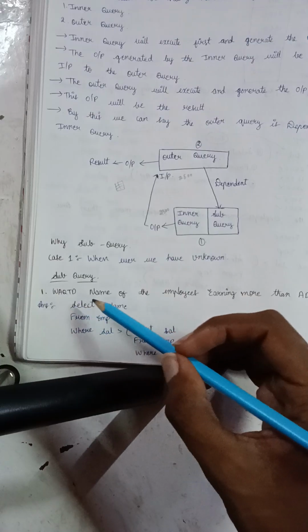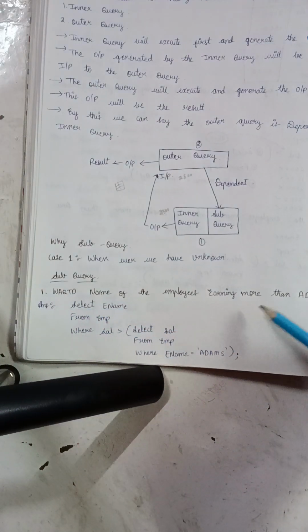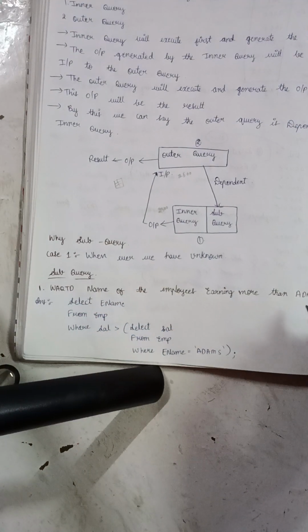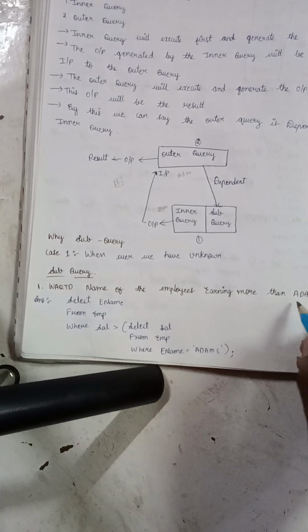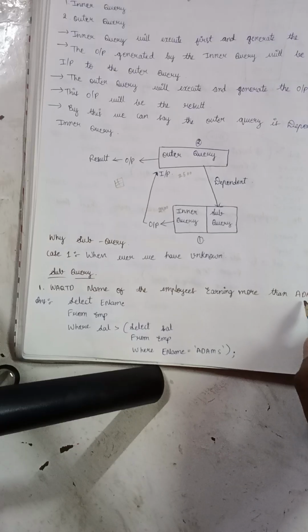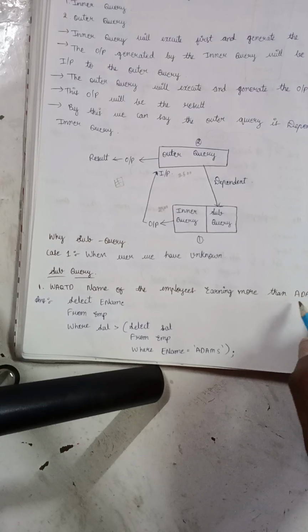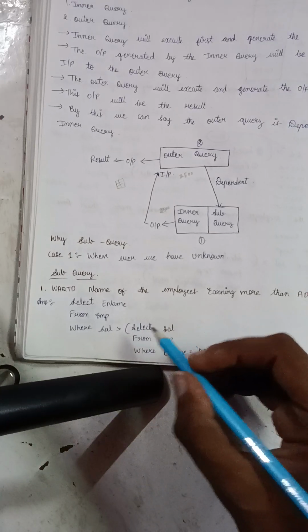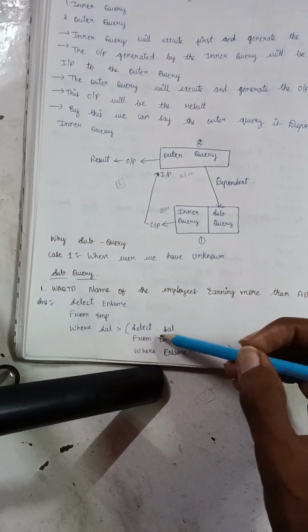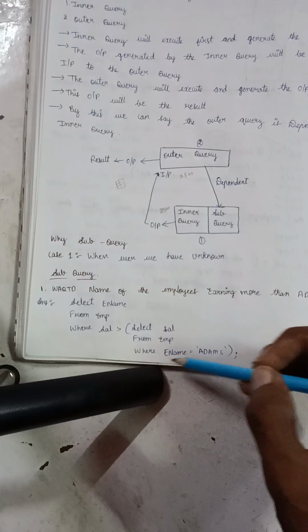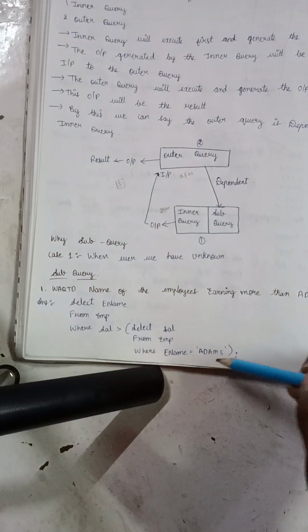Write a query to display the names of the employees earning more than Adams. So who is earning more than Adams? First of all, we want to know Adams' salary, so it is the unknown. Select ename from EMP where salary greater than (select sal from EMP where ename is equal to Adams).